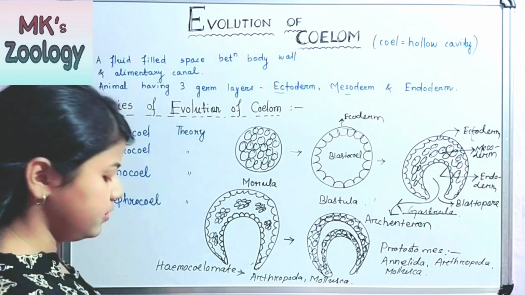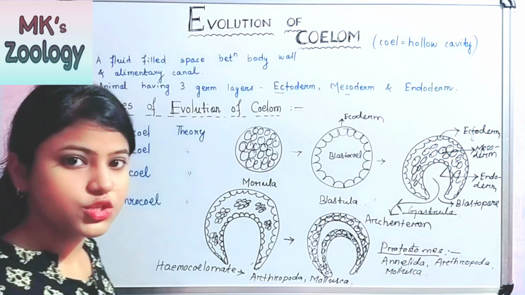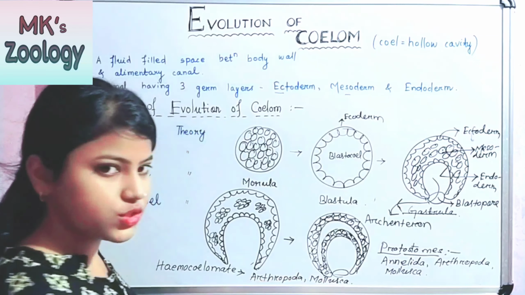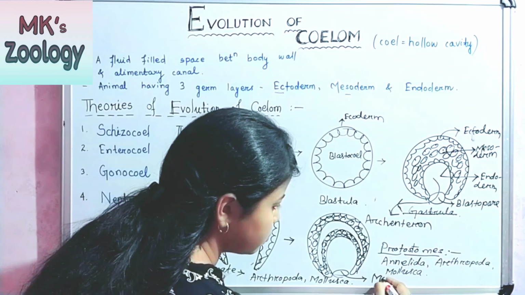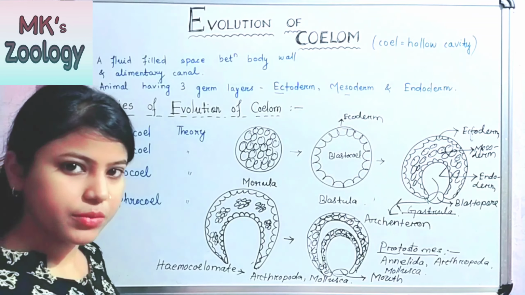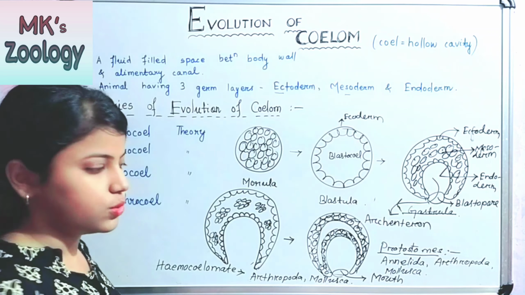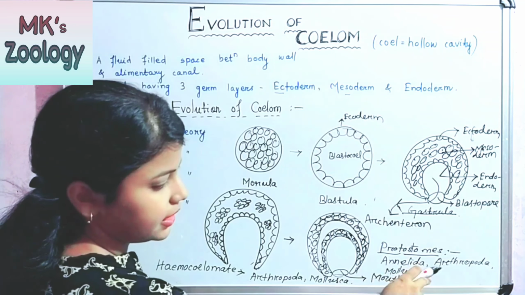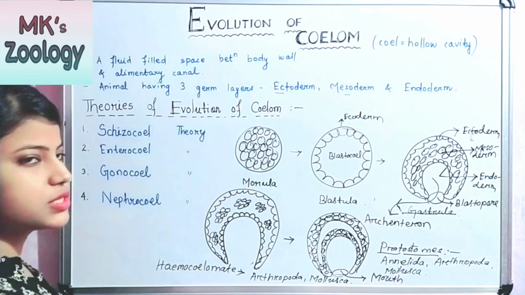Okay. Then, what is the meaning of protostome? Protostome means this is your opening, that is the blastopore. If the blastopore forms the mouth in the embryo, then those animals are called protostomes. So, they form the mouth in which animals? That is Annelida, Arthropoda and Mollusca. Okay, this is all about your schizocoel theory.